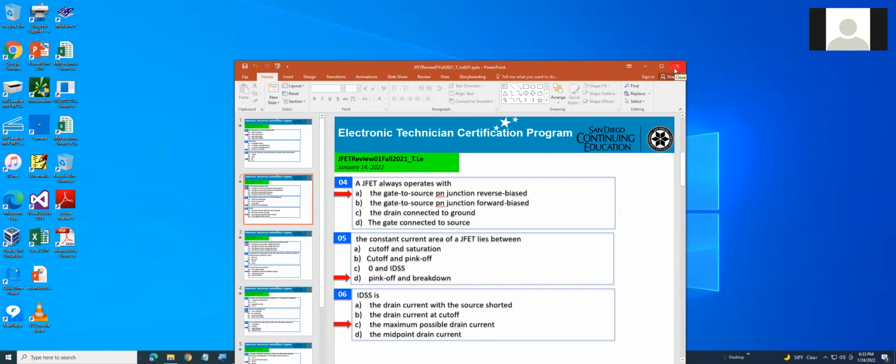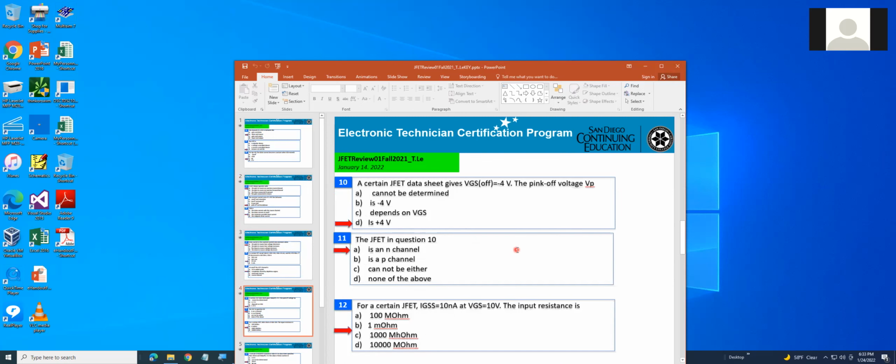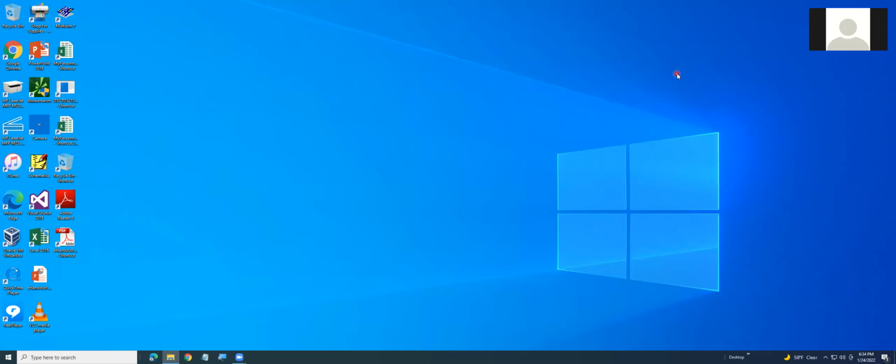What is the answer of 12, please? You go number 12? Yes, sir. Okay, that one you need to open your handout to try to see what the input resistance equal, using that formula to calculate it. If you cannot get any answer, A or B or C or D, let me know tomorrow. Thank you, sir.